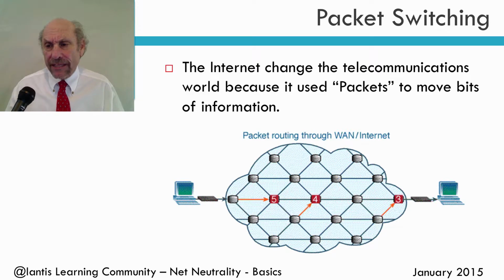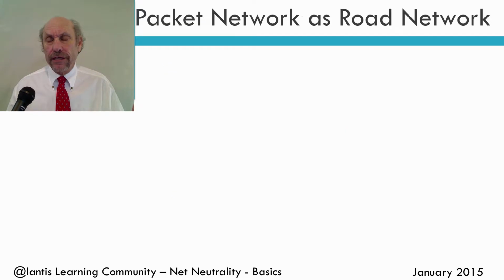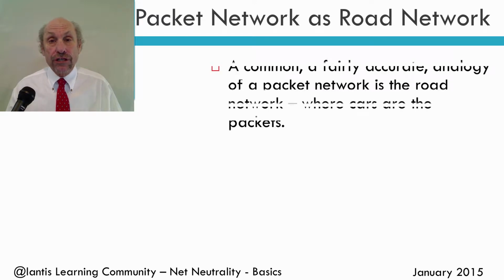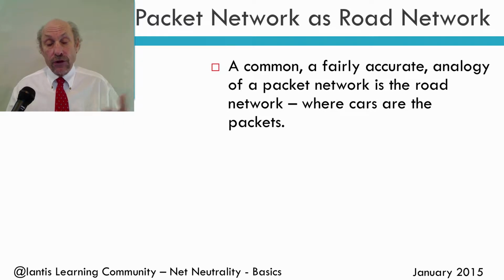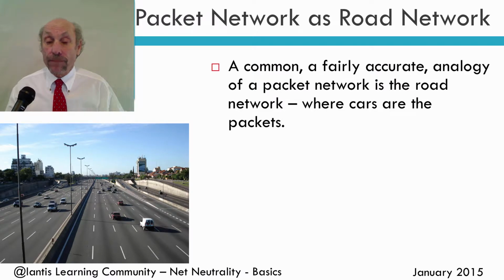The best way to think of a packet network is to think of a road. It's a common, fairly accurate analogy that a packet network is a road network, where cars are the packets. So if you look at a road and you look at all the cars, each one of those cars would be equivalent to a packet on the packet network. They all have their own origination address and destination address, and it doesn't really matter what's in the cars. All the cars are pretty much equal. They all have to obey the same speed limits and the same laws.